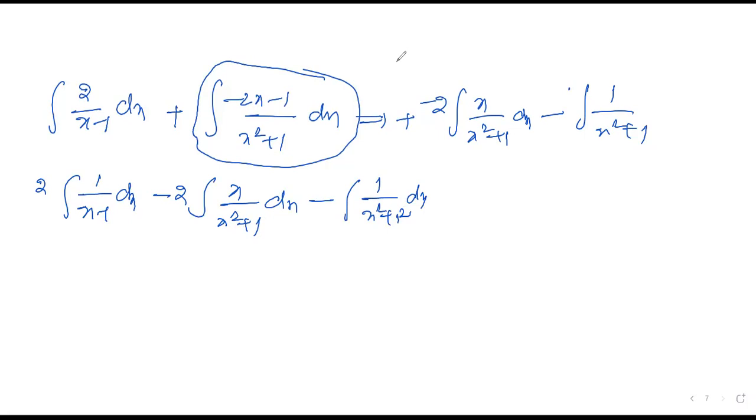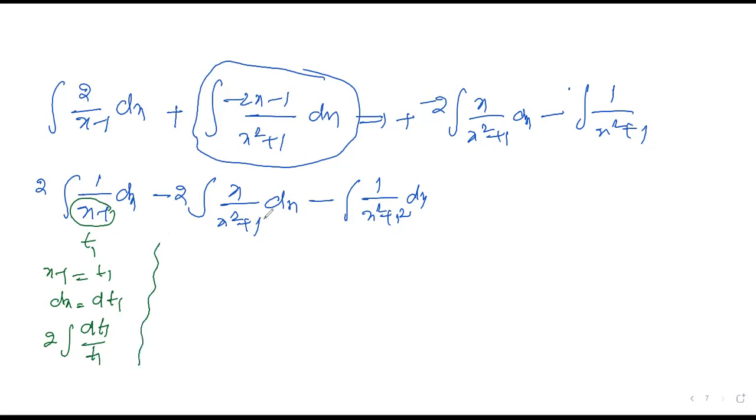Now let us start with the assumption. You can take this as t, so dt will come. Take t1 as x minus 1, so t1 is equal to x minus 1 and dx is equal to dt1. So the integration is dt1 by t1. Okay, this case is done.